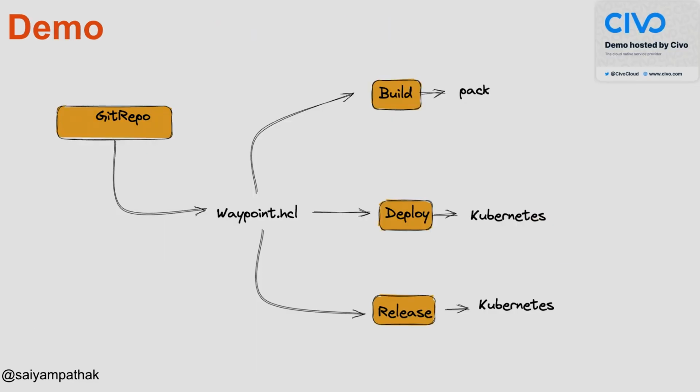So, demo. In this particular demo, what we'll be seeing is we'll be having a GitHub repository, and we'll obviously be having the waypoint.hcl file, without which you cannot do the waypoint up. And you'll be using, again, three standard stanzas of build, deploy, and release. For build, we'll be using pack. For deploy, Kubernetes, and for release, also Kubernetes. So the demo will be kind of fast forward, so you need to pay attention.